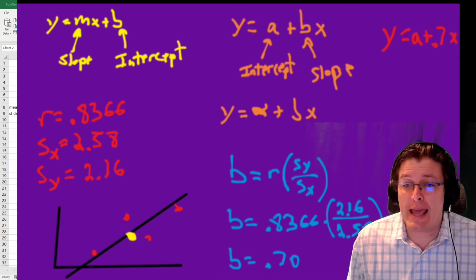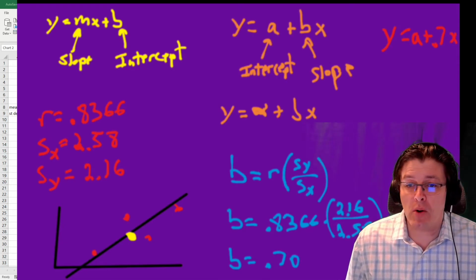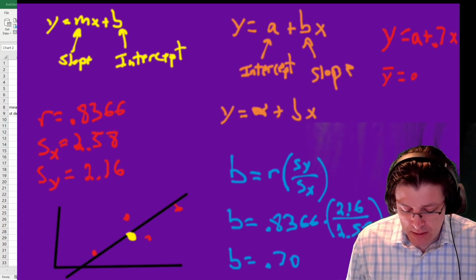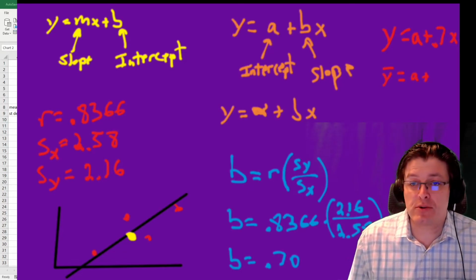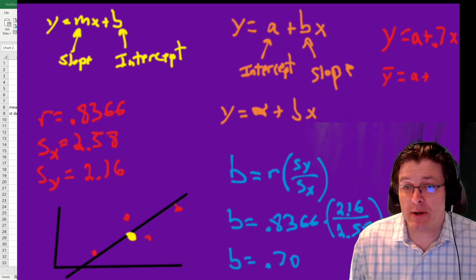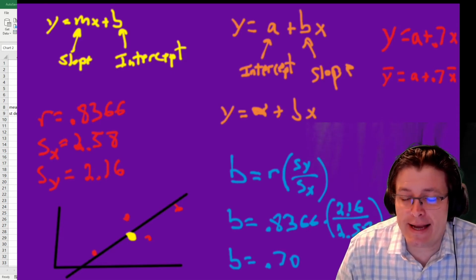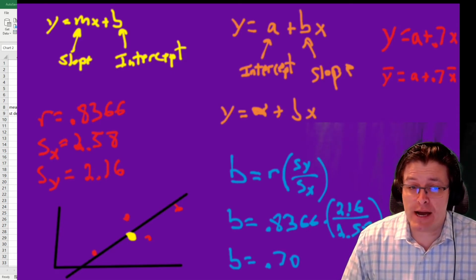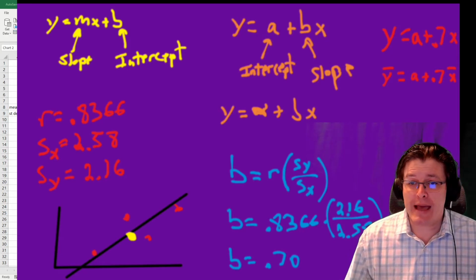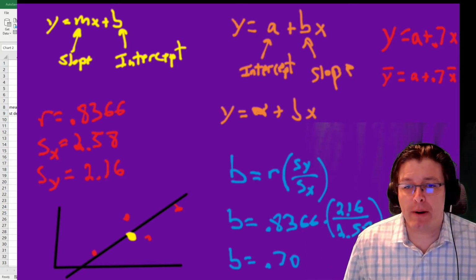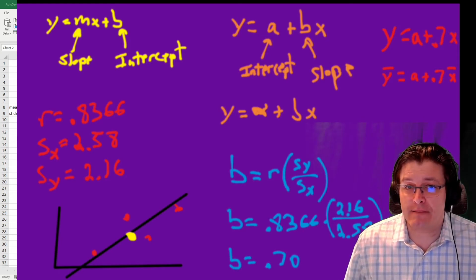We don't know what a is. But we do know that the following is true. This equation is true in general: y is equal to a plus 0.7x. But it's also true at the exact point y bar, x bar, right? The line runs through that point. And so that must be a true statement. And so we can use our y bar and our x bar to find a.